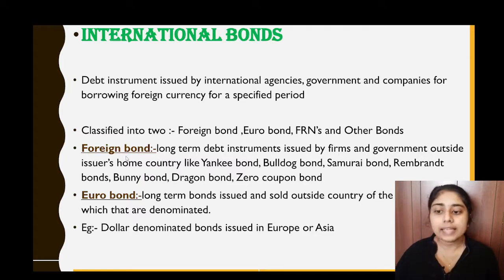So a foreign bond is a long-term debt instrument issued by firms and governments outside the issuer's home country. Then comes the Eurobond. A Eurobond is also a long-term bond, issued and sold outside the country of the currency in which it is denominated. Suppose dollar-denominated bonds are issued in Europe or Asia. Suppose they are denominated in US dollars, they will be sold in countries like Europe or Asia. Such bonds are known as Eurobonds.